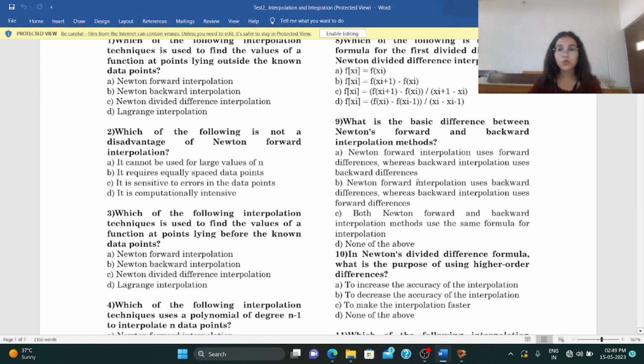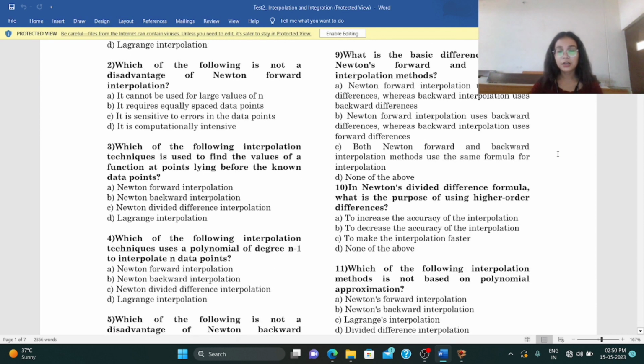Option A. Newton forward interpolation uses forward difference, whereas backward interpolation uses backward difference. B. Newton forward interpolation uses backward difference, whereas backward interpolation uses forward difference. And C. Both Newton forward and backward interpolation methods use the same formula for interpolation. D. None of them. And the answer is A. Newton forward interpolation uses forward difference, whereas backward interpolation uses backward difference.